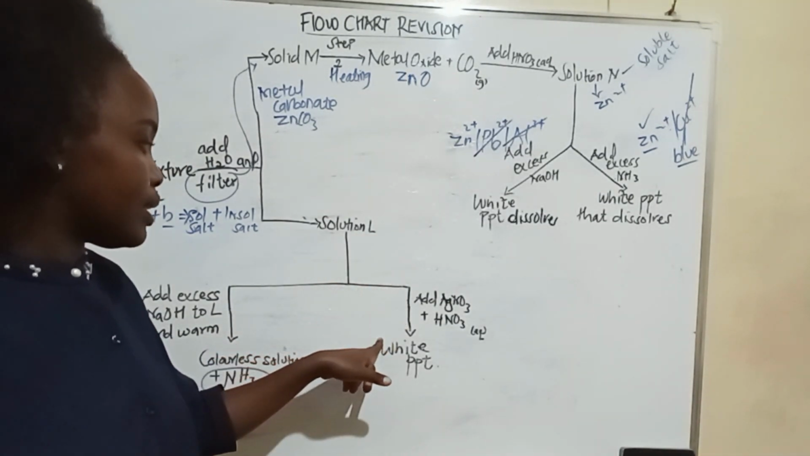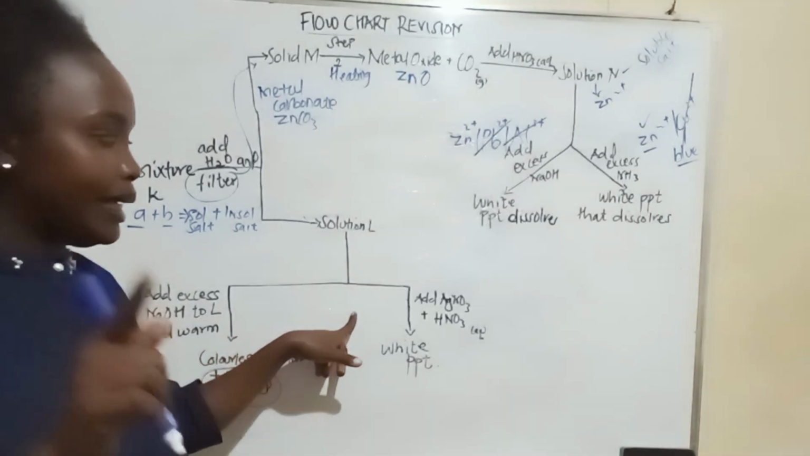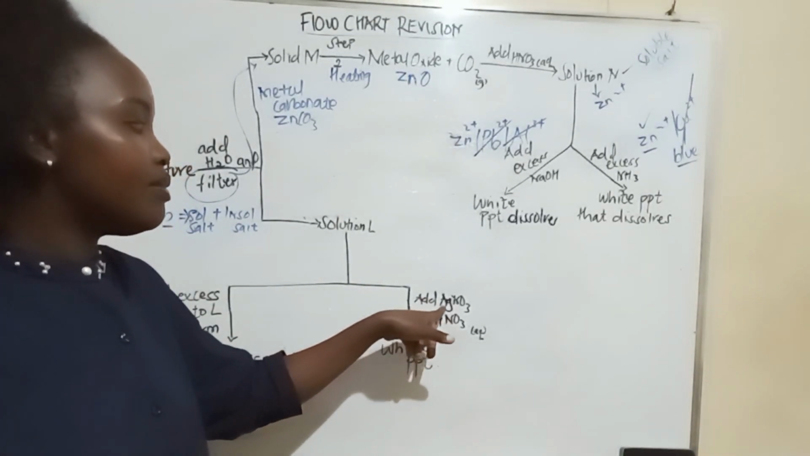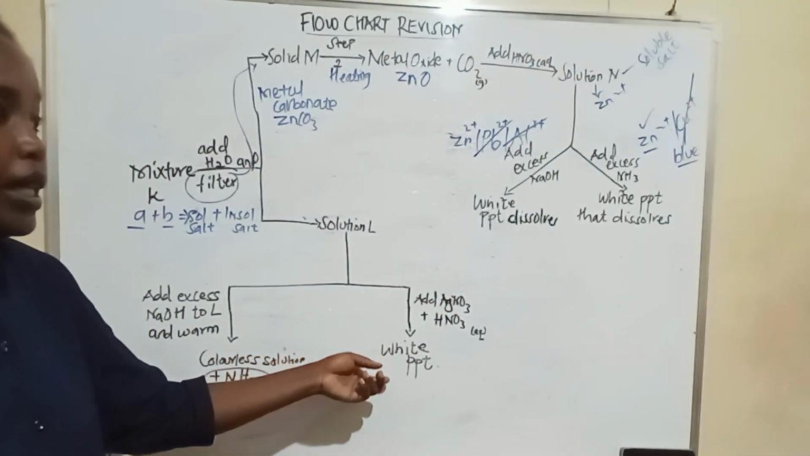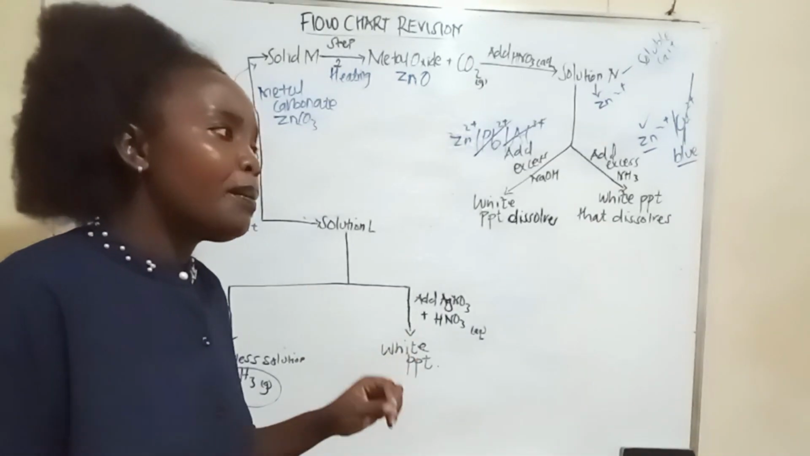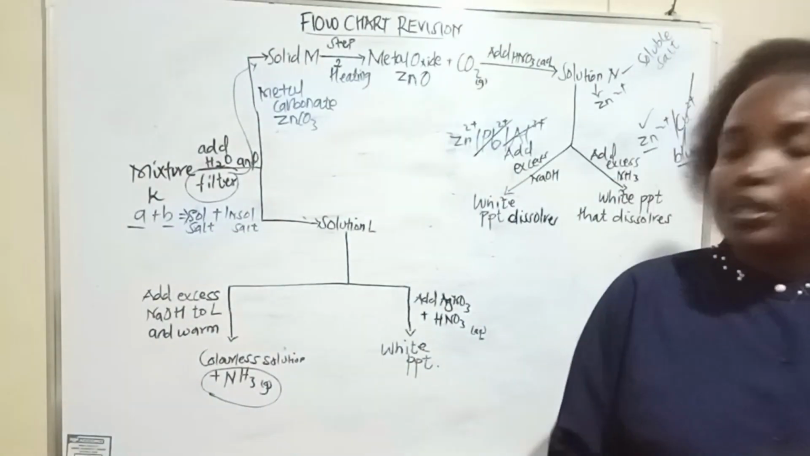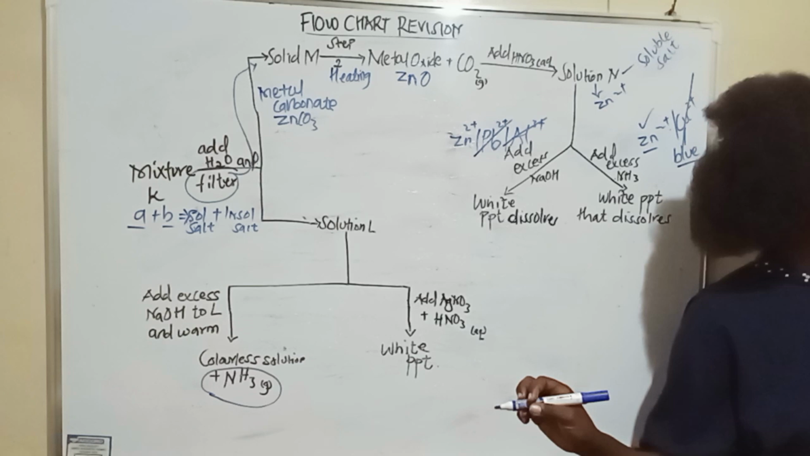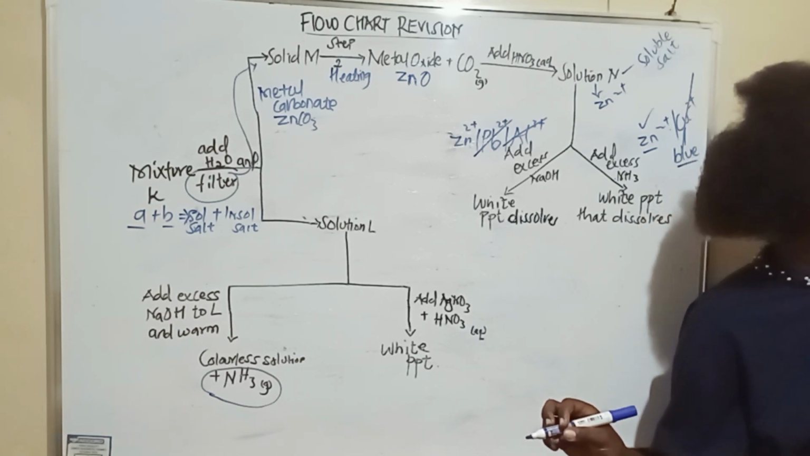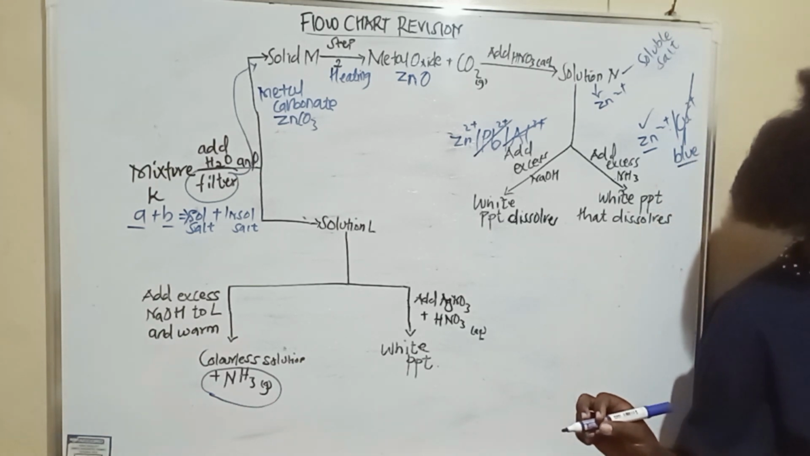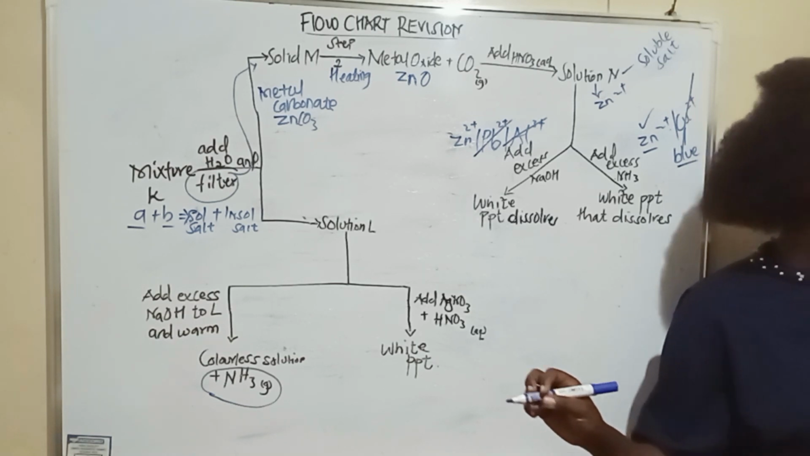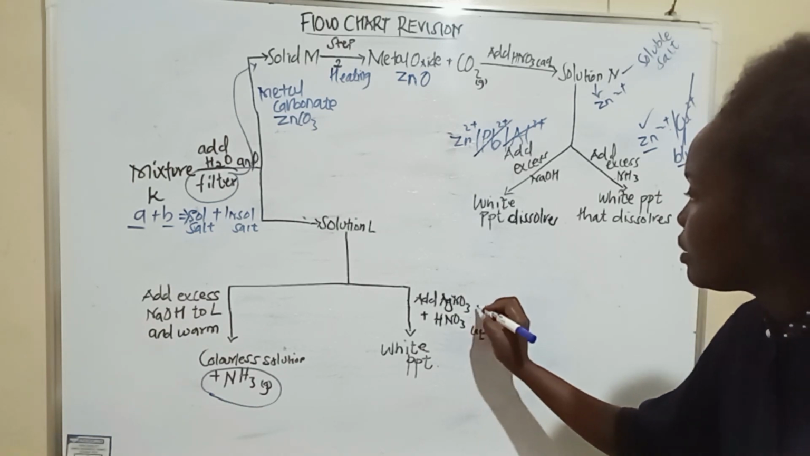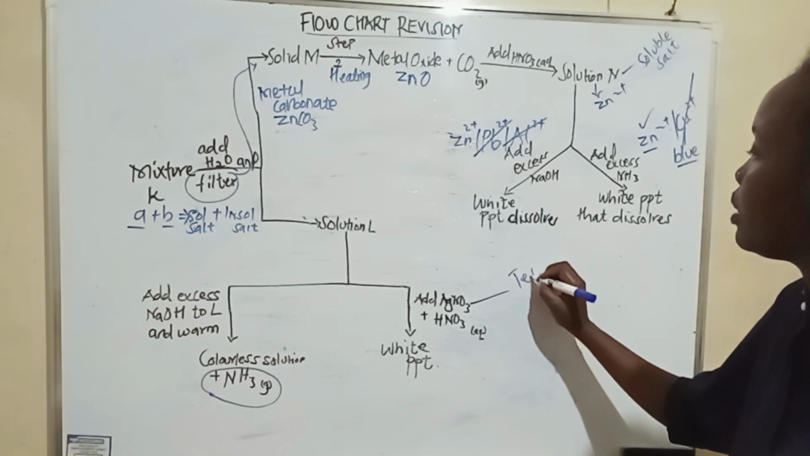Now we come to this other side. We say that in this solution L, if you add nitric acid and silver nitrate, you form a white precipitate. So normally we say, when you see silver nitrate present anywhere, wherever you encounter silver nitrate, you need to know that silver nitrate is used to test for halide.